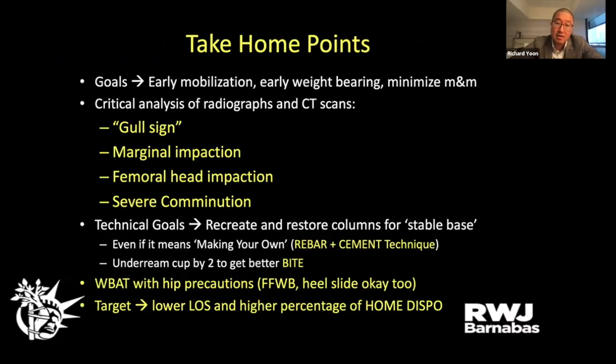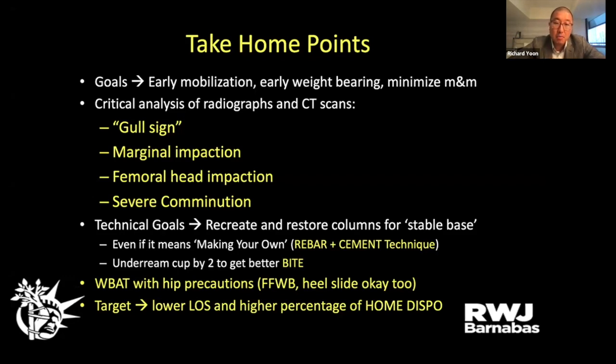So take home points again, like everything we do in the geriatric population: our goals are to have something come out of the OR that allows them to mobilize early, weight bear early, and minimize any morbidity and mortality. Critical analysis through radiographs and CT scans. And honestly, sometimes it's a critical assessment of what your limitations might be.